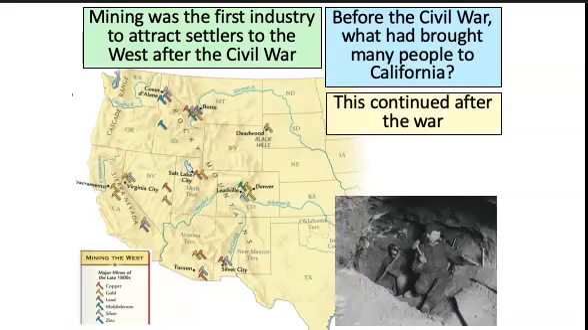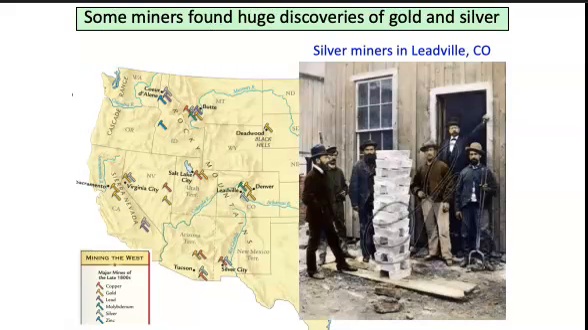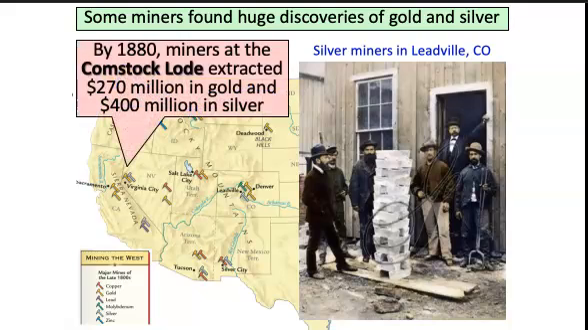You can see a picture of some of those miners at their craft in the bottom right-hand corner. Some miners are going to find huge discoveries of both gold and silver, such as in Leadville, Colorado, where silver is going to be discovered in massive quantities. We see the giant stack of silver bricks stacked as high as a man. This was known as the Comstock lode.